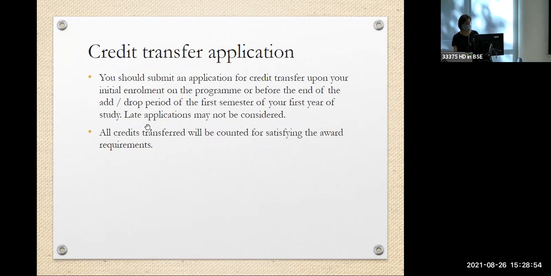So for credit transfer, you have to do it before the end of the add-drop period. All credit transfer will be counted for satisfying the award requirements. I think most of you will not apply for the credit transfer, unless you have taken some PolyU program before, but I think most of you did not.